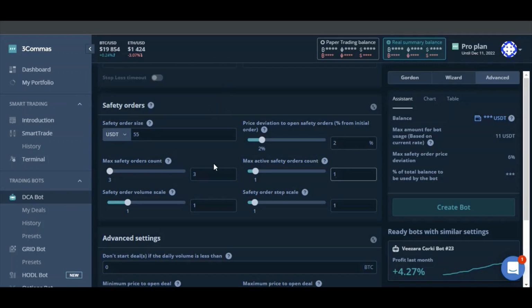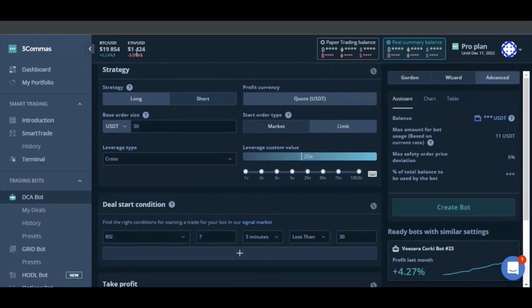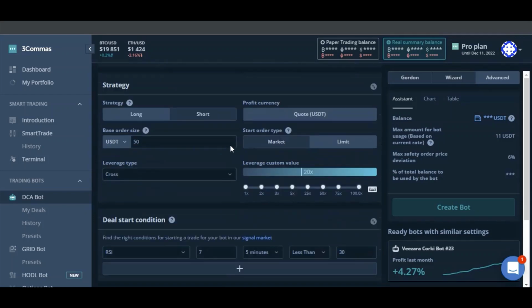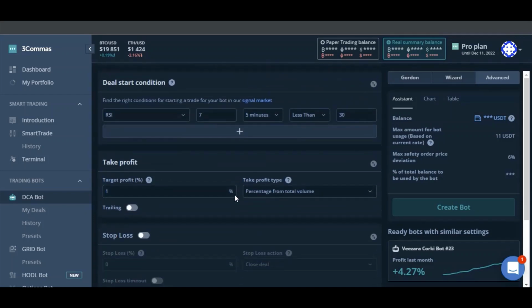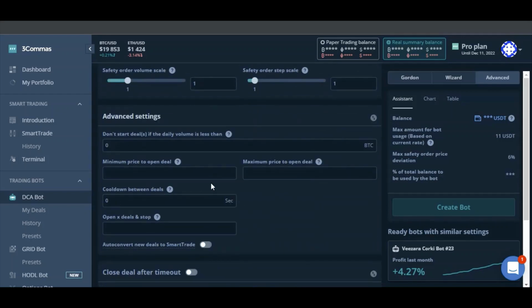So for example, if Ethereum is bought at 1,424, and if the market doesn't go up and the market goes down, and 2% down from this price, again this DCA bot will create one order with the amount of $55. If it still goes down, it will create another $55 order at another 2% down. Like that, there would be 3 trades maximum it would create, right?